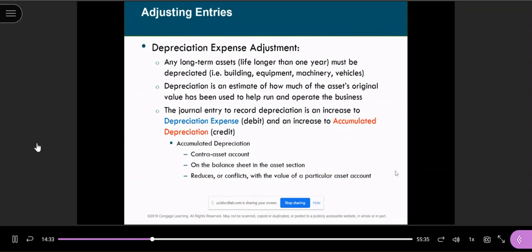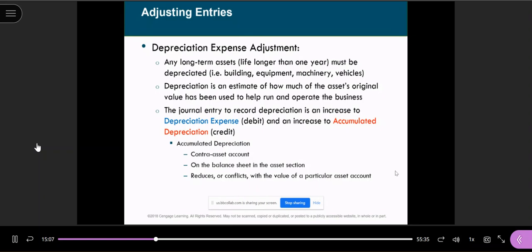So it's any long-term asset that we have, meaning a life that's longer than a year, excluding land. So buildings, equipment, machinery, vehicles, all of these types of assets would be depreciated over time. And we won't get into calculating depreciation until the end of the semester. So the amount that they give you in the transaction will always be the amount you put into your journal entry. And basically, it's just the estimate of how much of that asset's original value has been used to help keep that business running and operating.